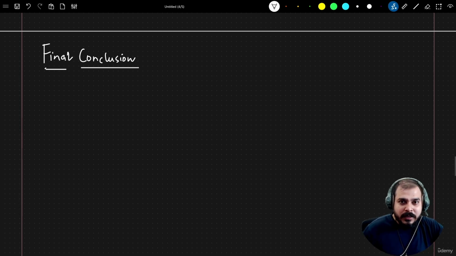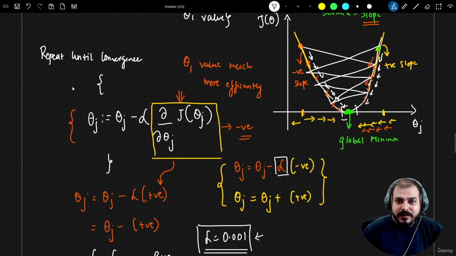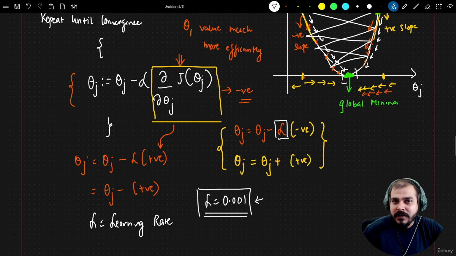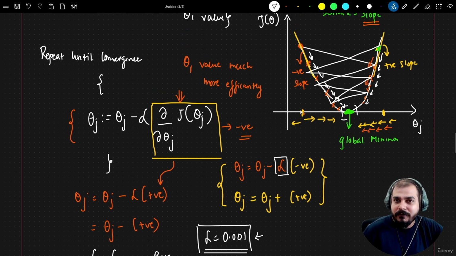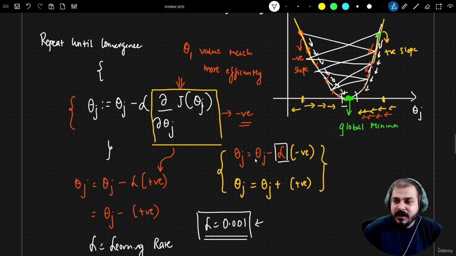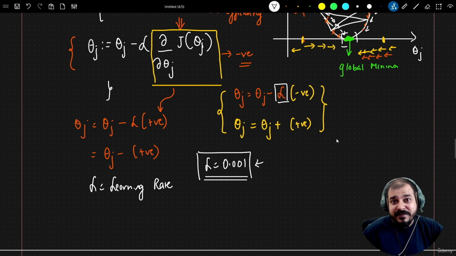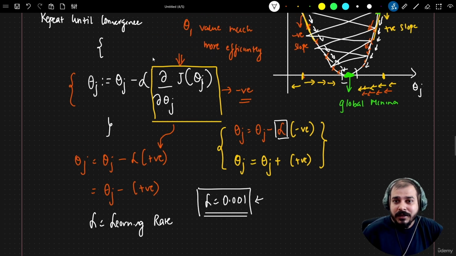Finally, in our previous video, we have seen till here. We have understood what the convergence algorithm is and how we can update our theta value, which is my coefficient, based on the positive and negative slope. And this was the theta or coefficient updation formula. Here, alpha is also used, and this specific alpha is nothing but the learning rate.